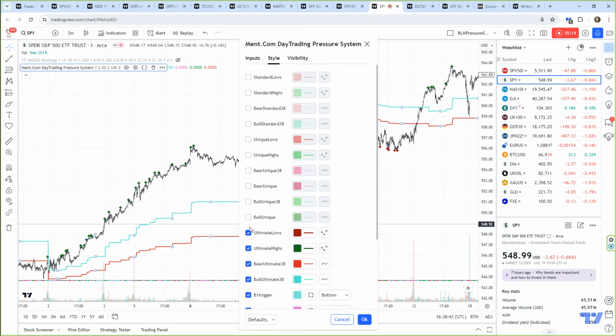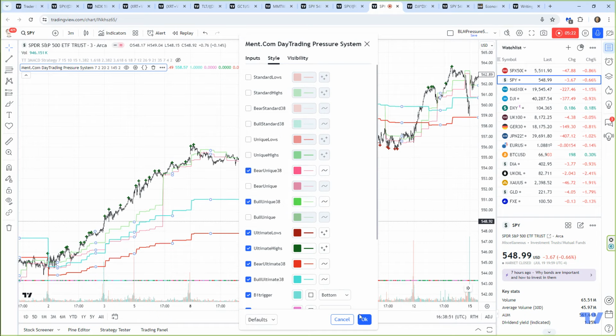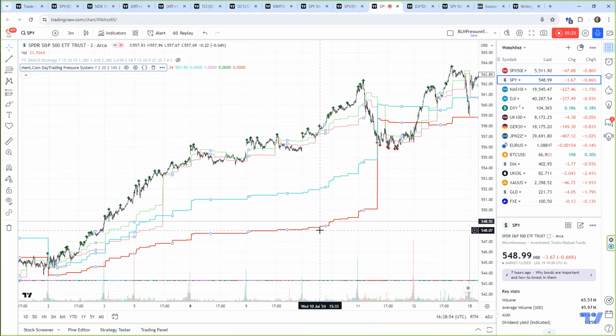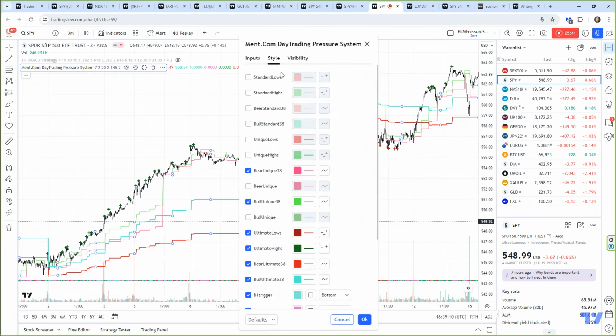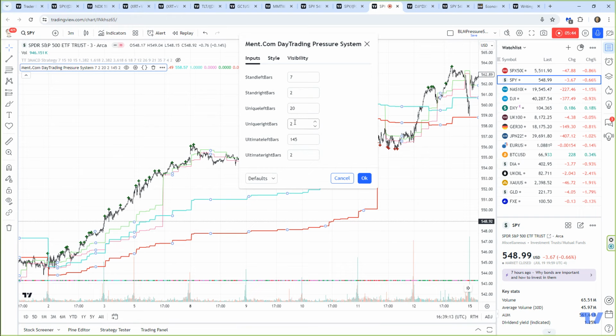Let's go back and turn on the unique triggers. So, we're going to turn on the unique bull and bear. Now we have these unique triggers. They're separate from the ultimates. The ultimates stay in play. The uniques roll here as we move up through price. So now uniques are set up as a 20 and 2. Now you have the ability to change these lengths. You have the ability to set this to say 35.